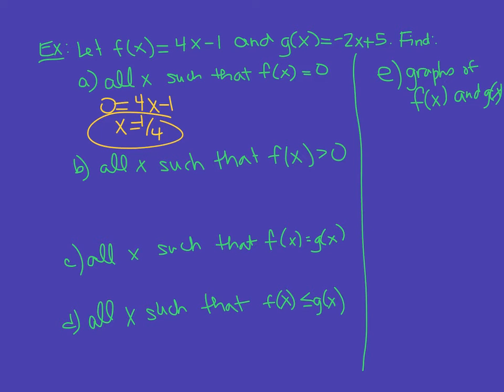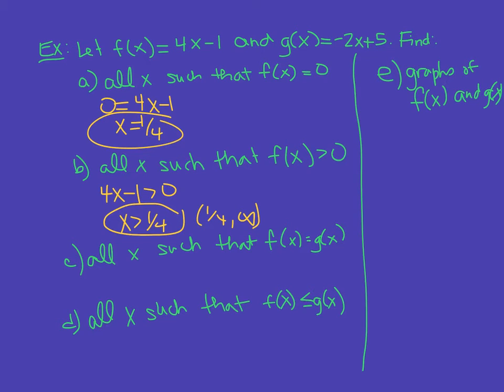For B, we're going to find all x such that f of x is greater than 0. So we do 4x minus 1 is greater than 0. We solve this inequality, and we just end up getting x is greater than 1/4. You don't need to do any interval notation if you don't want to, but if you prefer that, it would look like that, by the way.